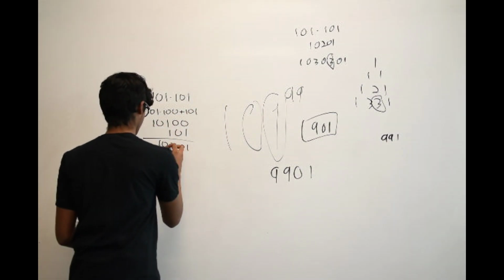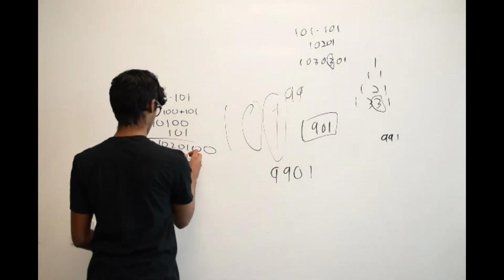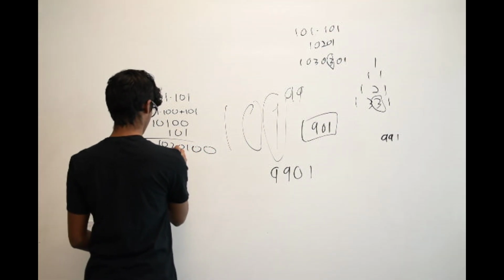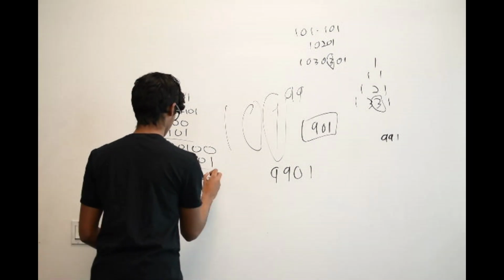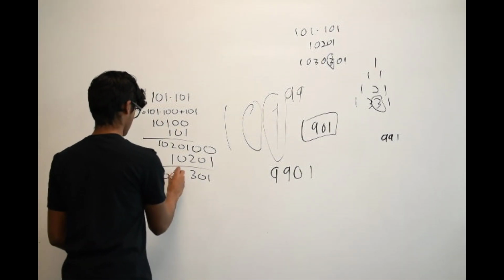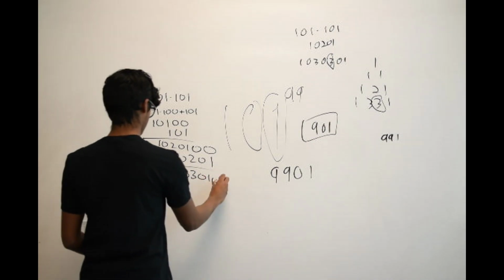Oh, okay, sorry. So you add this, and then you add another 10201. So then you get to 301, and then 2 zeros.